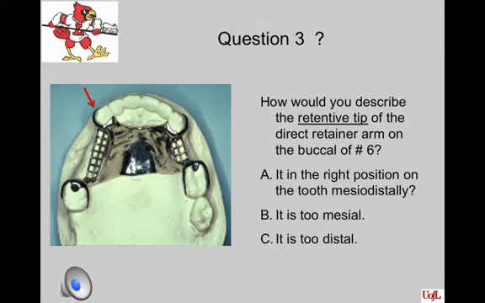How would you describe the retentive tip of the direct retainer arm on the facial of number 6? It's in the right position on the tooth mesiodistally. It's too mesial. It's too distal. The answer is that it is too distal. That direct retainer arm should extend to the mesiofacial surface of that tooth.